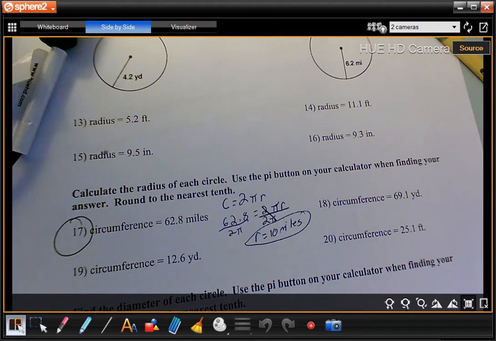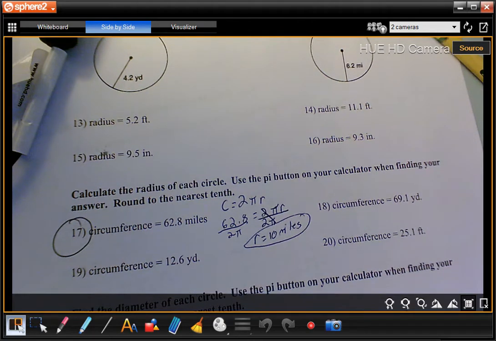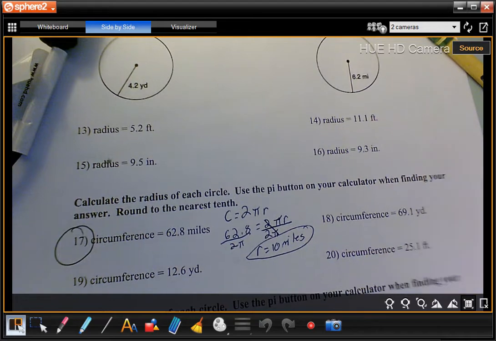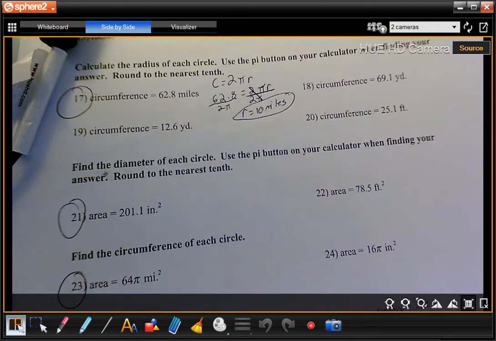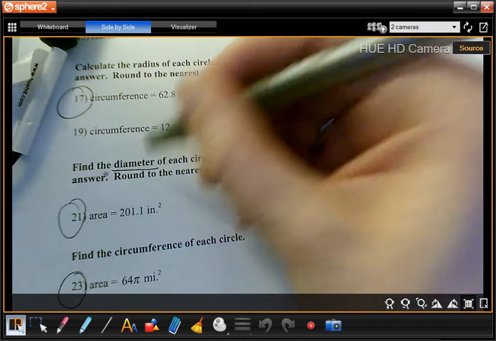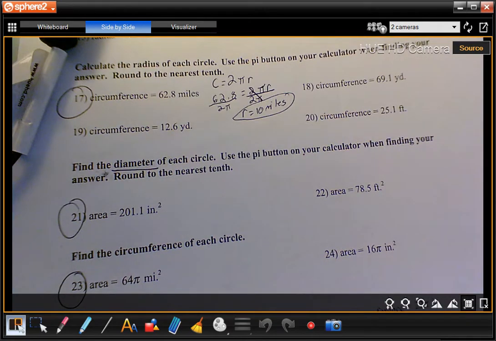Now we're going to go down to number 21, this next section here. Find the diameter of each circle. Use the pi button when finding your answer. Round to the nearest tenth. Now, it says diameter. So in a lot of these cases, the formula involves radius. So whatever we have, we may have to times it by 2 to find the diameter.